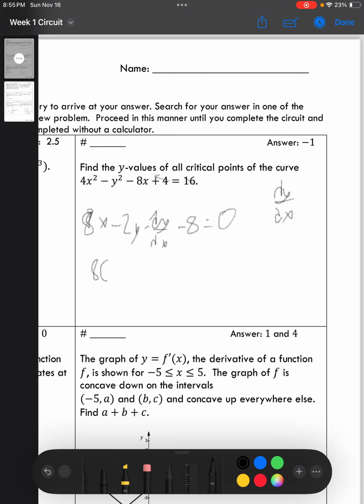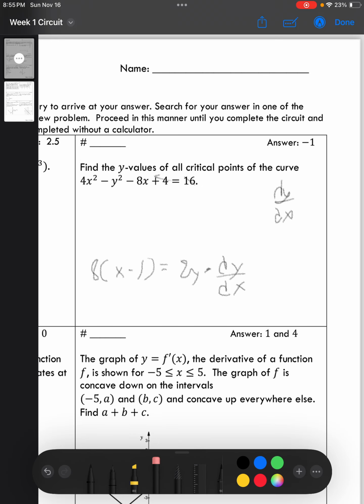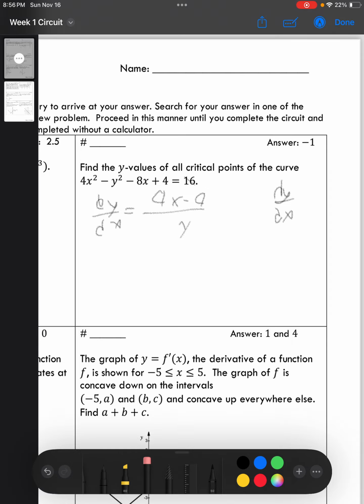So 8x minus 8 is equal to 2y times dy over dx, right? And then we would divide both sides by 2y. Let's erase this. Dy over dx is equal to 8 divided by 2 is 4, so 4x minus 4 over y. So this is our derivative function.